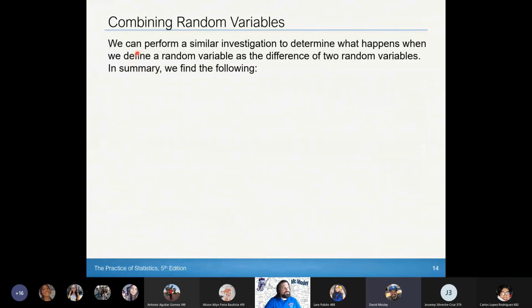We can perform a similar investigation to determine what happens when we define a random variable as the difference of two random variables. In summary, we find the following. So again, I can add random variables, which means I can also subtract random variables. That's a thing.